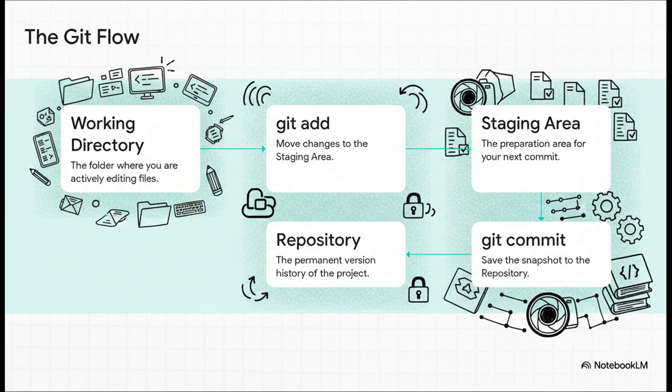The staging area is awesome because it lets you perfectly craft your next snapshot. You can add some files, maybe leave others out. You're in total control. Then, once you're happy with what's staged, you use git commit to lock it in, saving that snapshot forever in the repository. That's your project's official history. This three-step flow, it is the very heartbeat of Git.